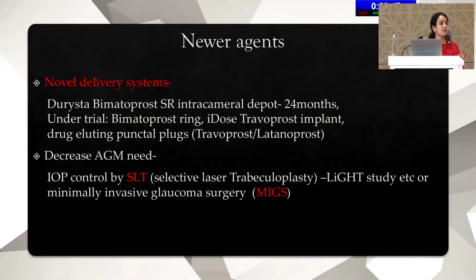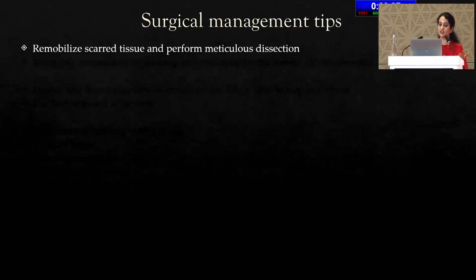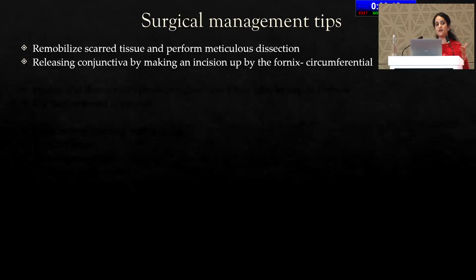Also, as Sir just talked about, MIGS is something that we should opt for early in patients with OSD. Surgical management tips: because of severe OSD, because of surface alteration and subclinical inflammation, there is a lot of fibrosis in the conjunctiva. So what is important during surgery, be it a glaucoma filtering surgery, a valve, or a mixed procedure, when you're using the conjunctiva, is to remobilize the scar tissue. Make sure you remove all of it, meticulously perform a dissection, use mitomycin or an antimetabolite if needed in that area. Release the conjunctiva for advancement, for closure of your flaps, by using incisions at the fornix, which are called relaxing incisions.